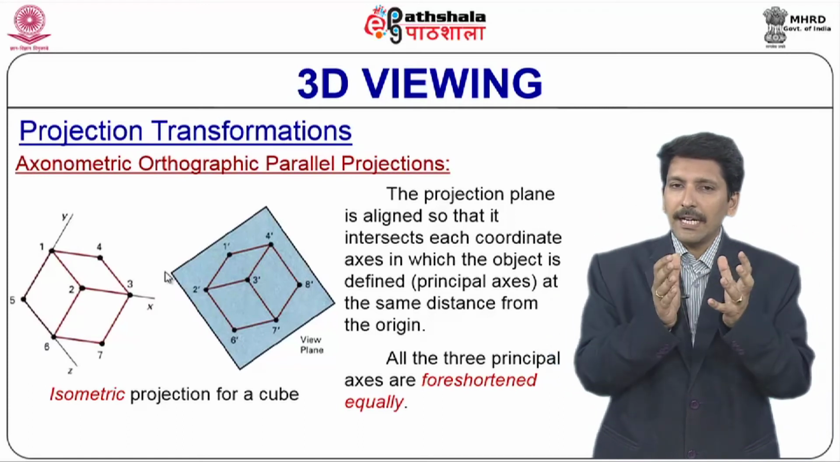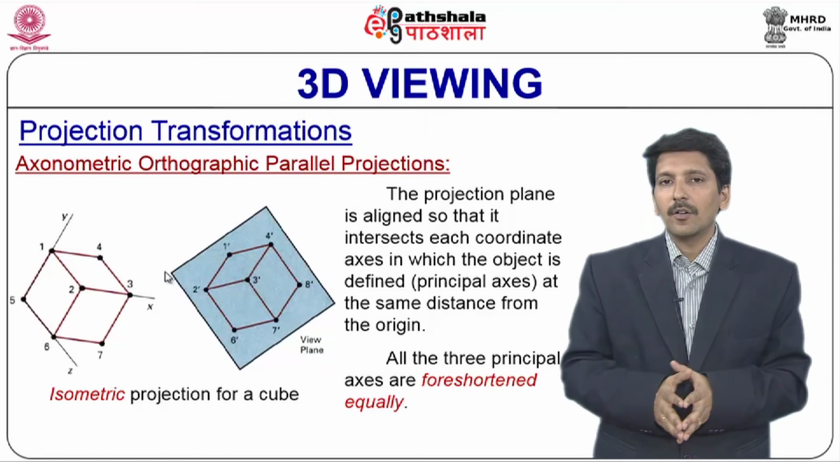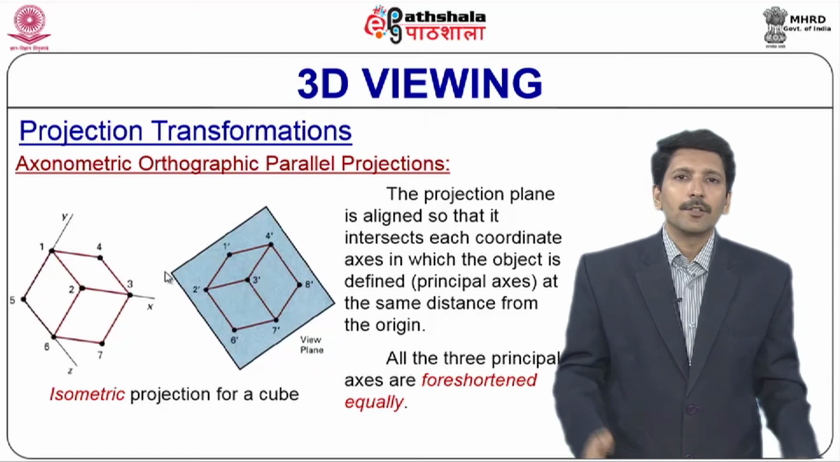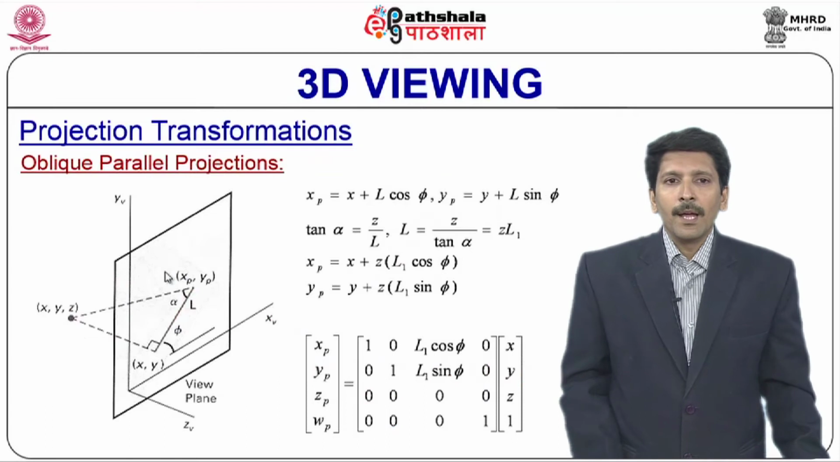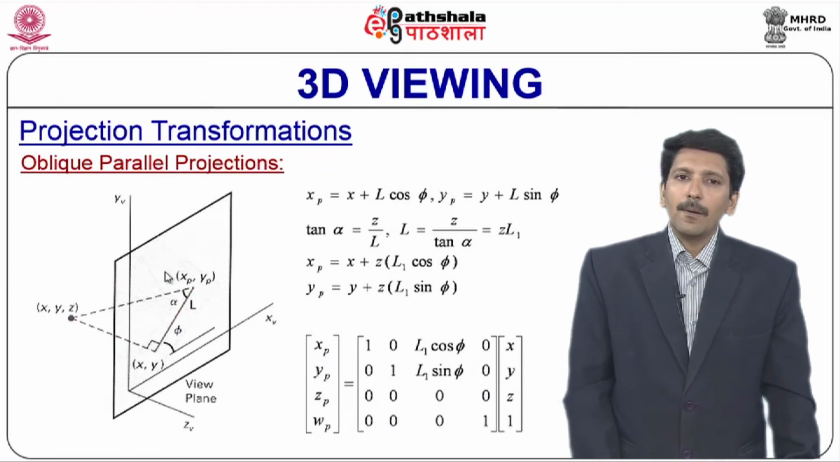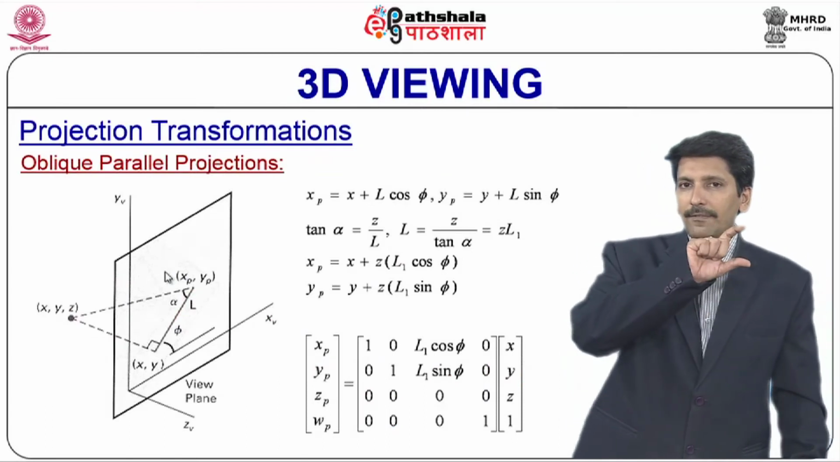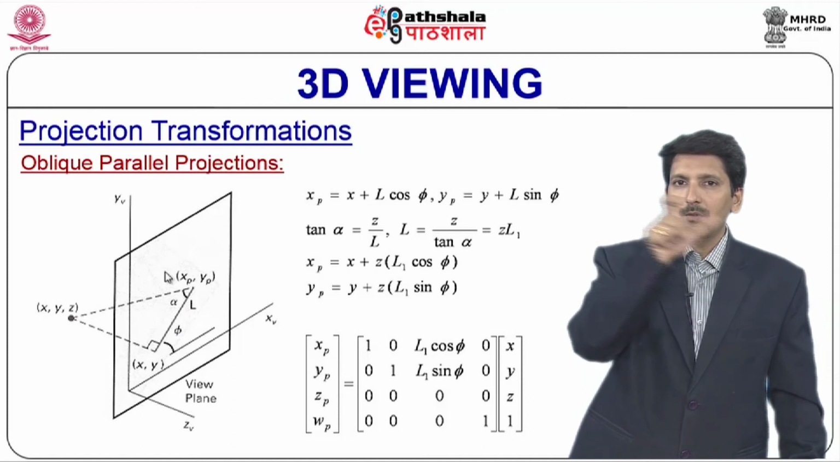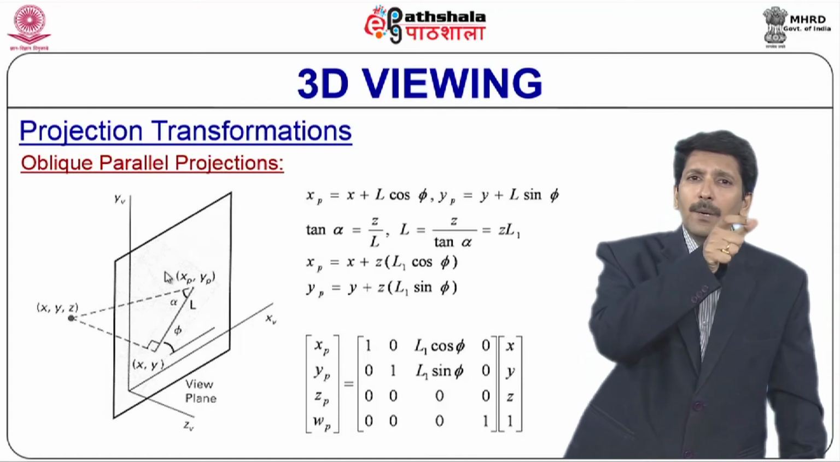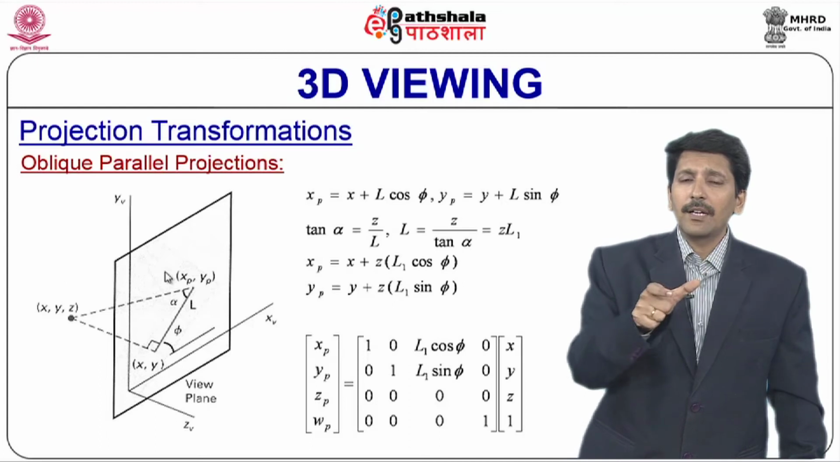So, if there is any reduction, the reduction is seen on all sides equally. So, that is the essence of this. Now, let us see what is oblique parallel projection. Orthographic and oblique is the first classification under parallel projections, and oblique are further classified into cabinet, cavalier.